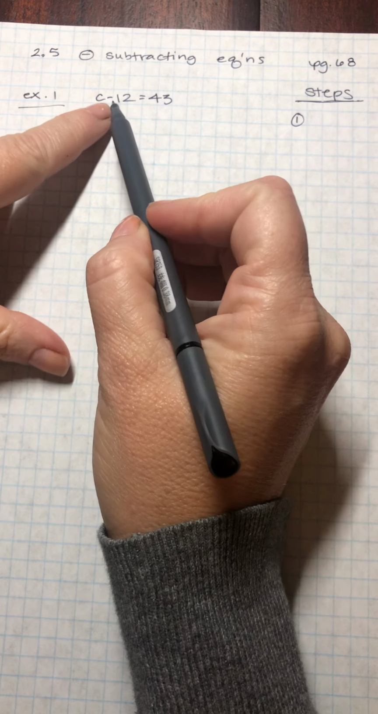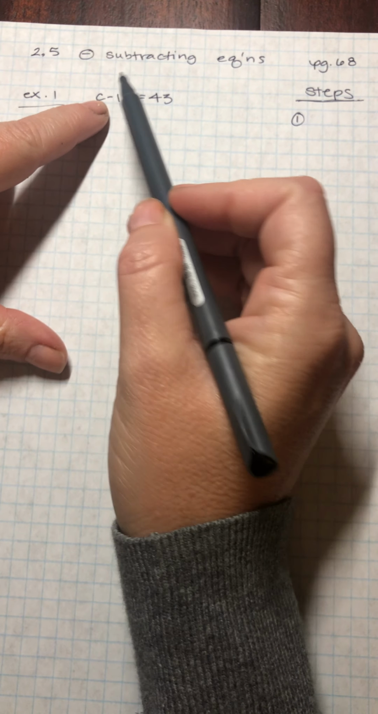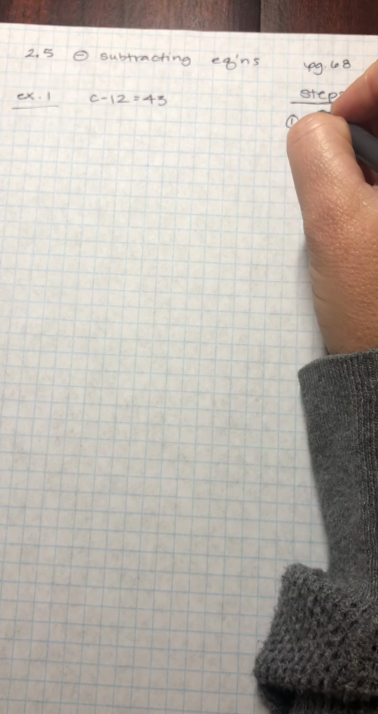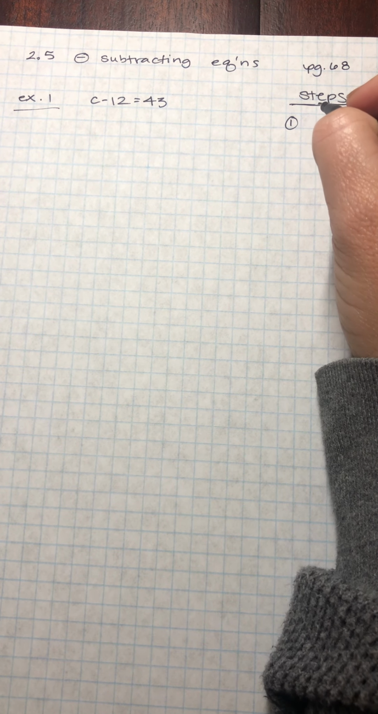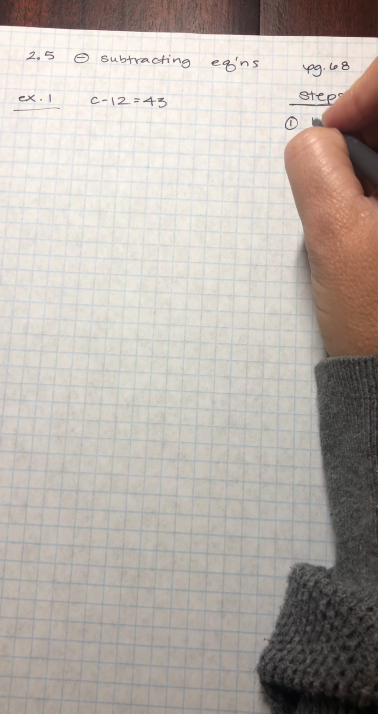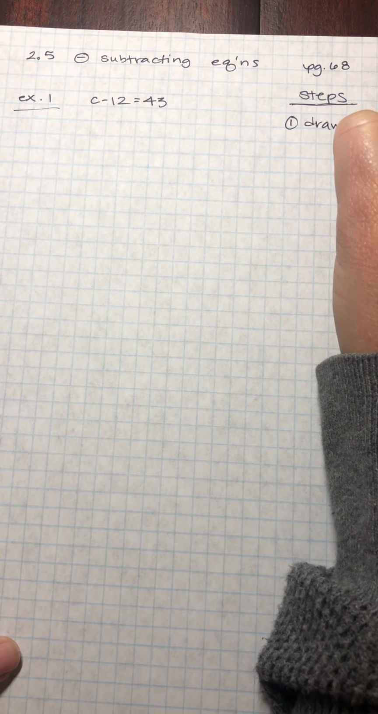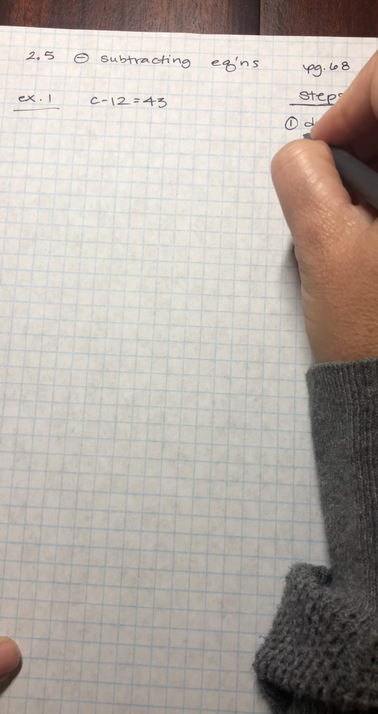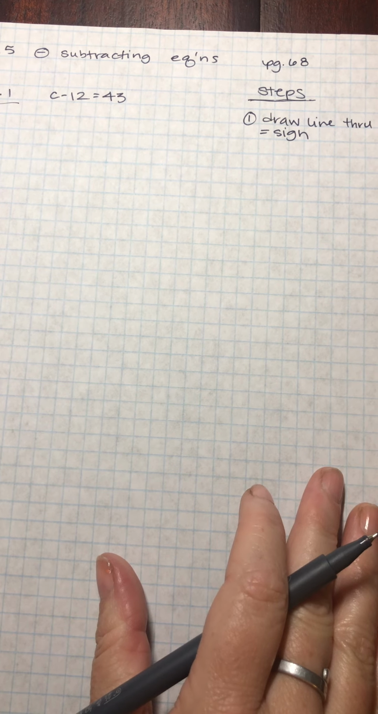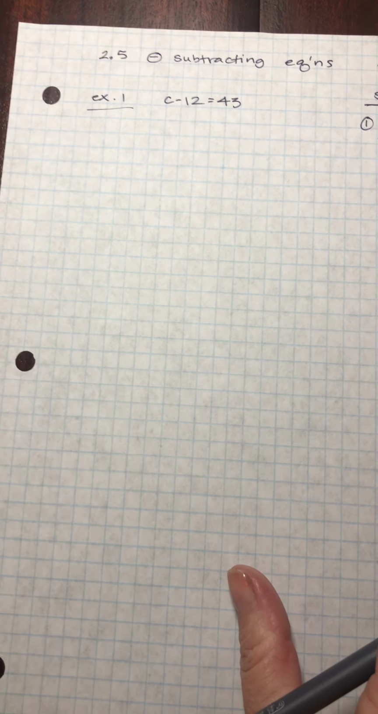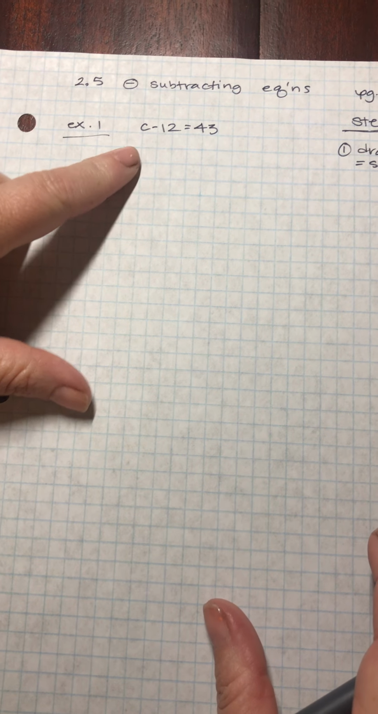So yesterday we had all addition problems, so we subtracted to get the variable alone. Today we're going to be looking at subtraction problems. So the opposite is going to be to add. Okay? So step 1 is still going to be divide your sides, right? So draw that line through the equal sign. And we're going to work through our steps as we solve this first example.